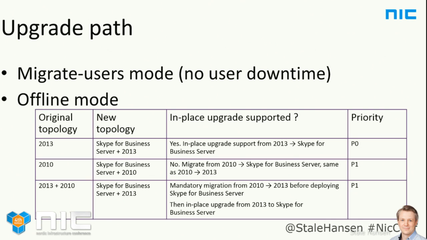So if you have a pure 2013 environment, you can do in-place upgrade to Skype for Business. 2010, migrate. If you have both 2010 server and 2013 server, then you should move to 2013 and then upgrade to Skype for Business. There has never been support for having 3 versions of a communication server within the same environment, so still not supported. And if you still have Office Communication Server, well, that's impressive.